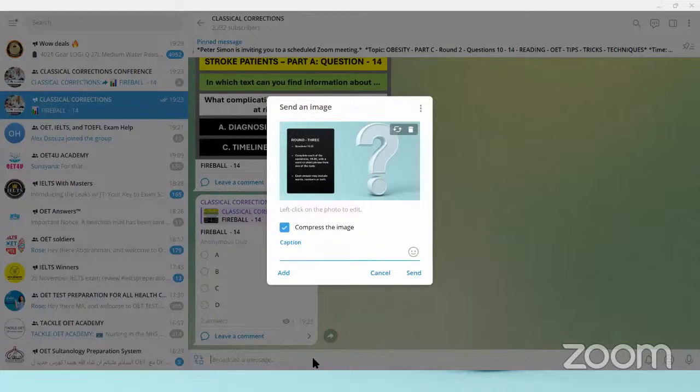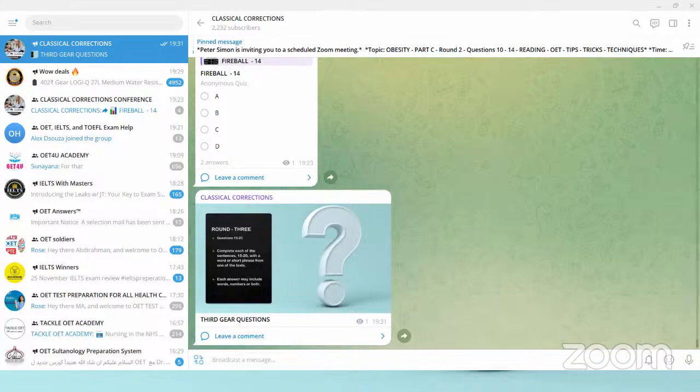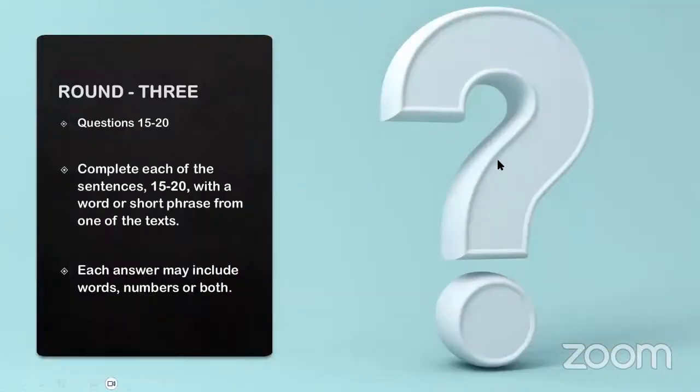Okay. So this is third gear questions. Till now we have seen second gear questions. These are third gear questions. That means 3 levels: gear 1, gear 2, gear 3. You have to go into 3 different gears.